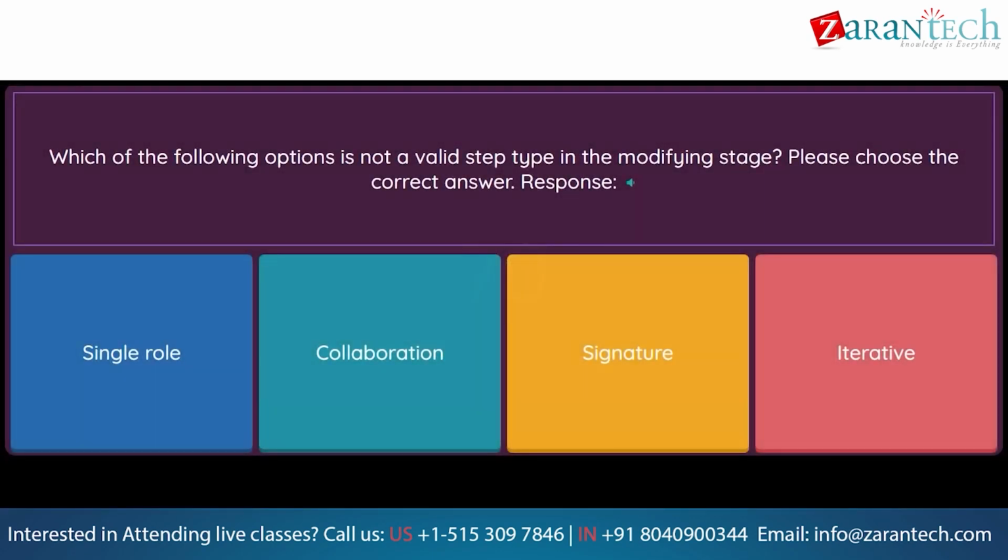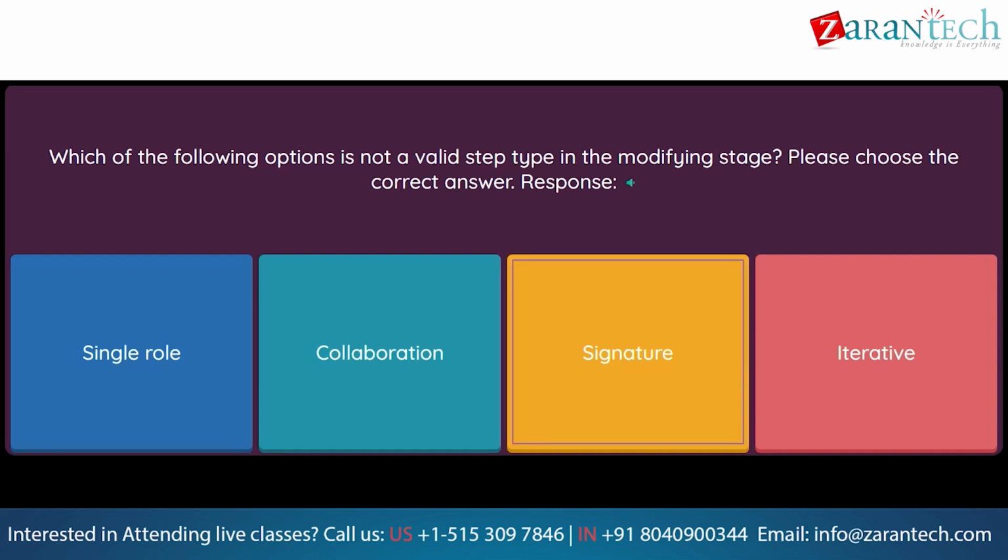Question: which of the following options is not a valid step type in the modifying stage? Please choose the correct answer. Response: Option 1, single role. Option 2, collaboration. Option 3, signature. Option 4, iterative.